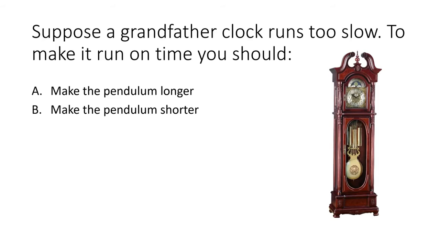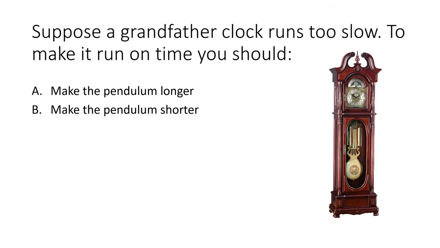One more. So suppose you have a grandfather clock and it's running too slow. We want to know, how would you make it run on time? What do you need to do to the pendulum? So we want to think about, what do we need to do to make it keep accurate time instead of keeping time too slow?